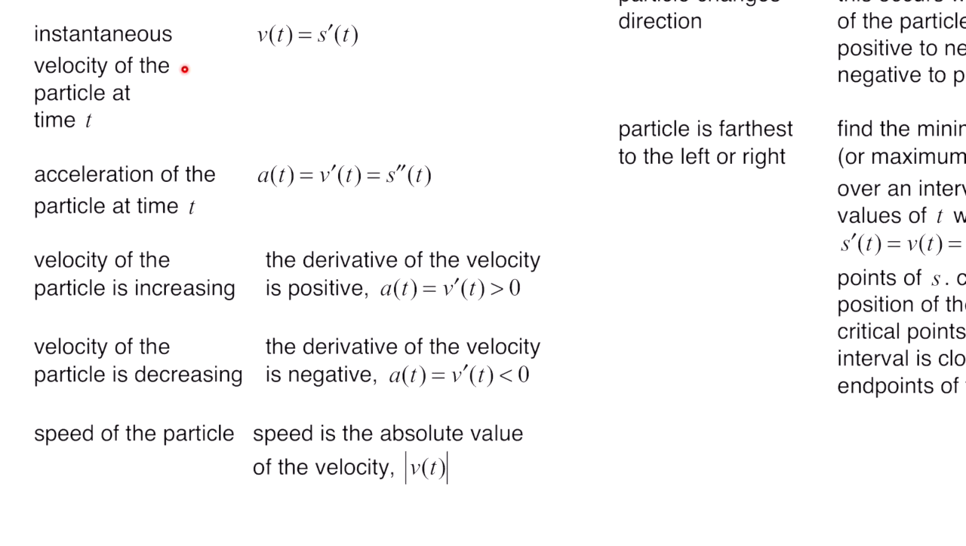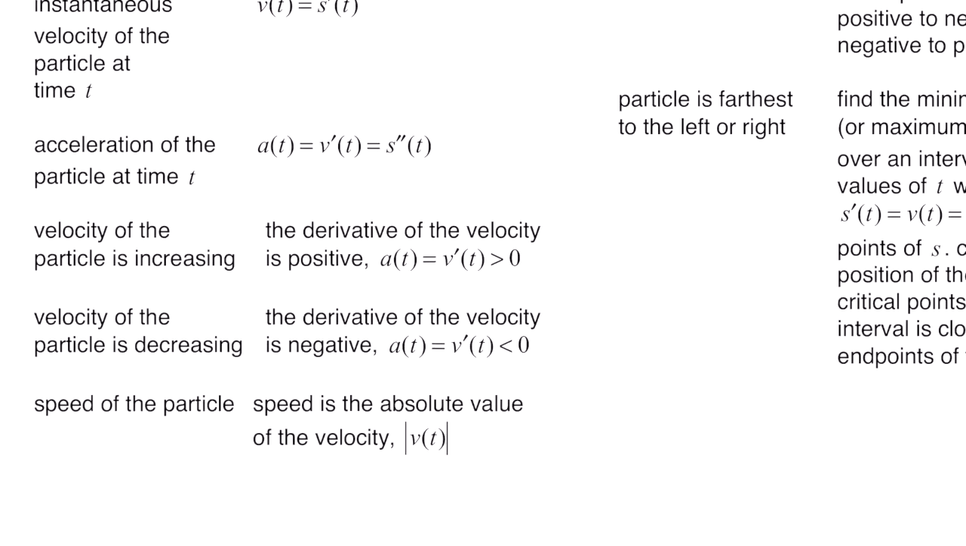Next, we have instantaneous velocity of the particle at time t. So your velocity, or v of t, is equal to the derivative of the position function, or s prime of t. For acceleration of the particle at time t, we have a of t acceleration, which equals the derivative of velocity, or the second derivative of the position function.